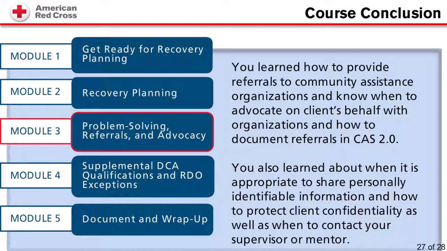In Module 3, Problem-Solving, Referrals, and Advocacy, you learned how to provide referrals to community assistance organizations and know when to advocate on a client's behalf with organizations and how to document referrals in CAS 2.0. You also learned about when it is appropriate to share personally identifiable information and how to protect client confidentiality, as well as when to contact your supervisor or mentor.